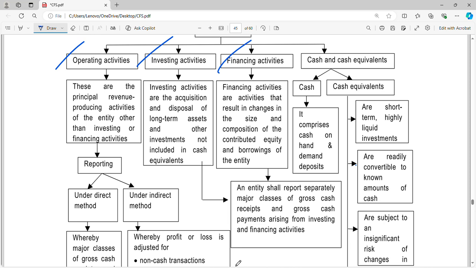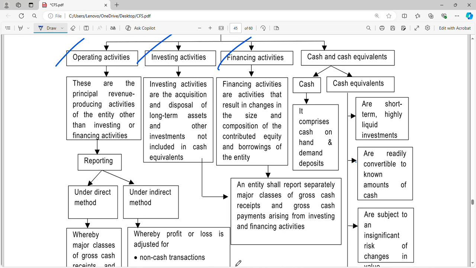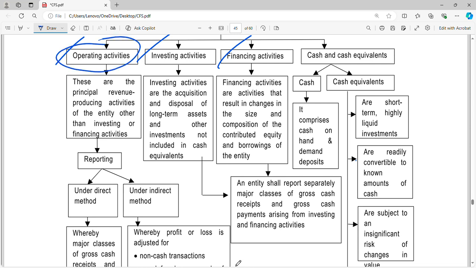Now, operating activity includes cash flows which come from the principal revenue generating activity, that is, activities which are not investing or financing activities will be included in the operating activity. Whereas cash flow from investing activities are the cash flows where you sell or buy long-term assets like property, plant and equipment, intangible assets or investments, etc.